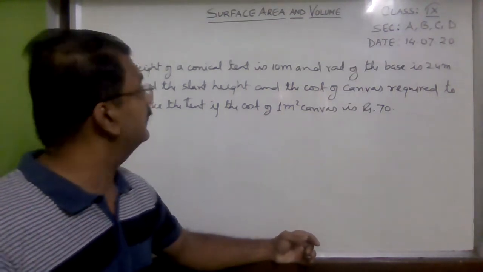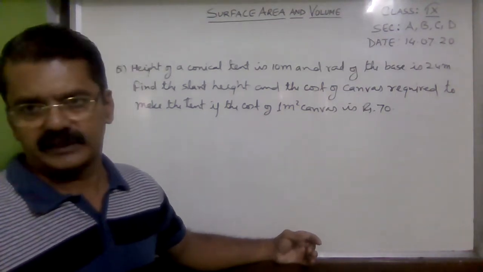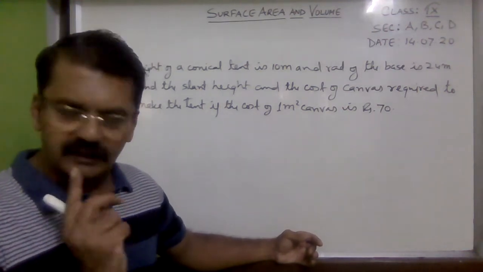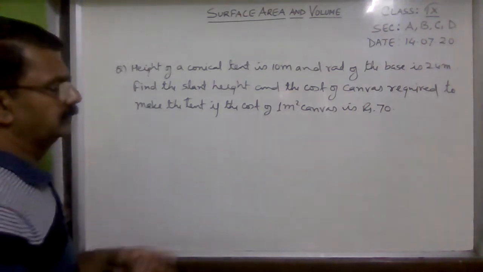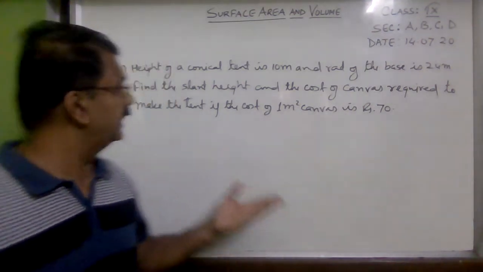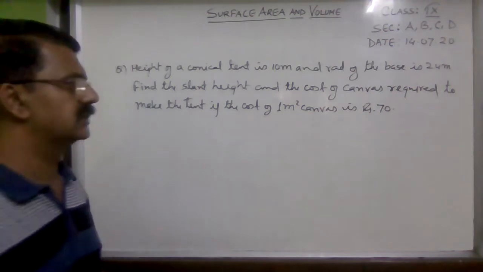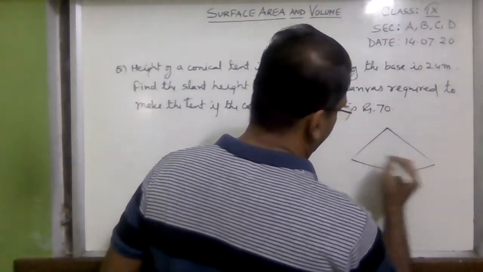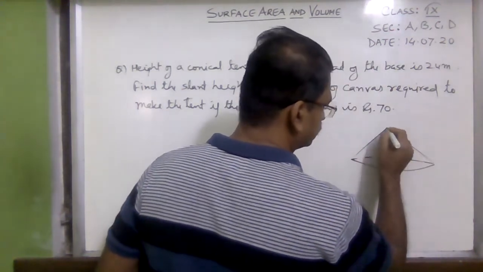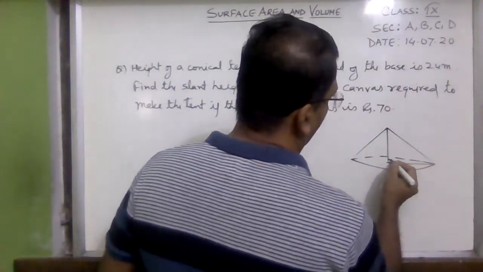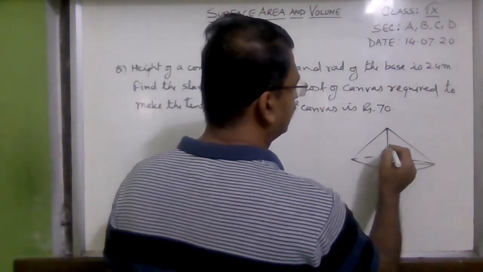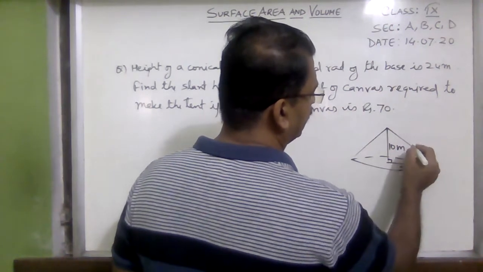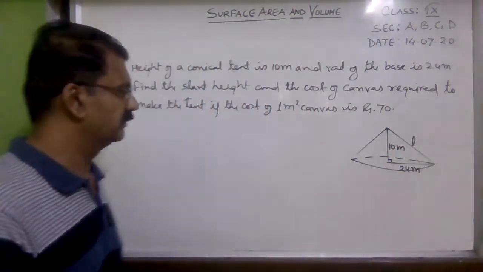That means again it is a conical tent, so we have to find the curved surface area, because in a tent the canvas is not put at the base, only the curved surface area. So for curved surface area we need the slant height. So in the first part we'll calculate the slant height first. This is the conical tent. The height is given 10 meter and the radius of the base is given 24 meter. Let the slant height be L.